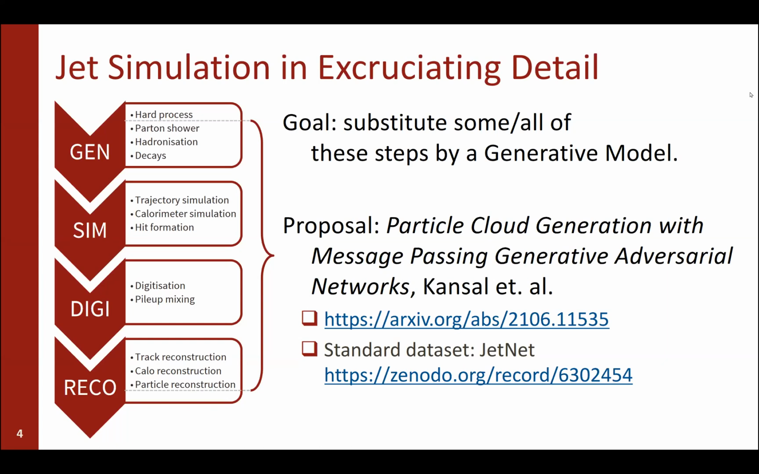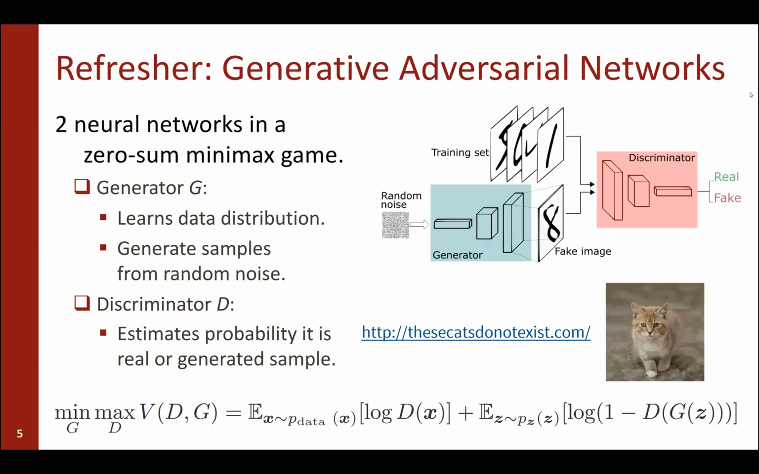So with this introduction, let me talk about a proposal, which is particle cloud generation with message passing GANs by Kansal et al. I'm also going to describe the neural network that we invented, and also the standard dataset that we have prepared and proposed as a benchmark for further studies. Next slide, please.